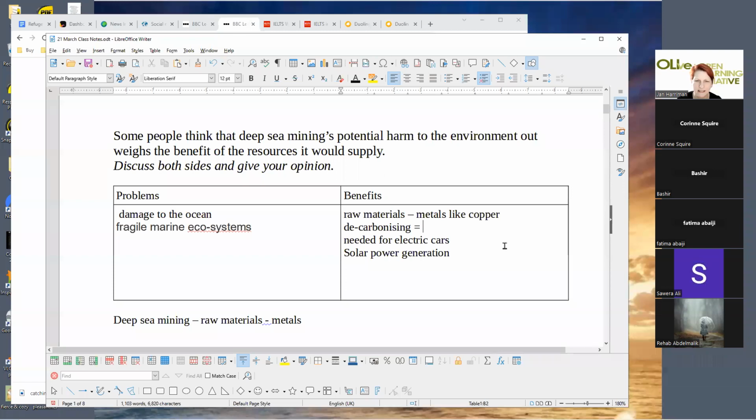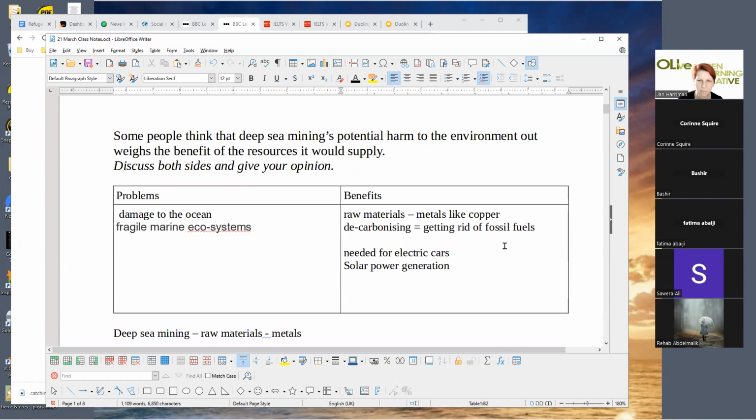Okay. Well, decarbonizing is getting rid of fossil fuels. Now, do you know what that means? No. Okay, great. So we've watched some other articles on global warming and climate change. Yes. And burning fossil fuels like coal and oil. Those are fossil fuels. Those are actually the compressed bodies of ancient animals and plants. And when we burn them, we put carbon into the atmosphere. Okay. And that's what's causing global climate change.